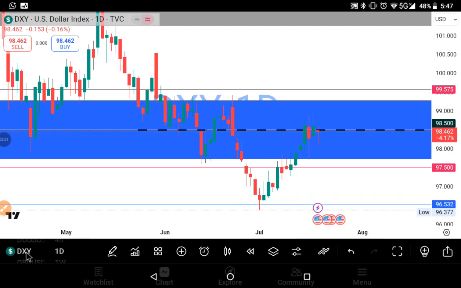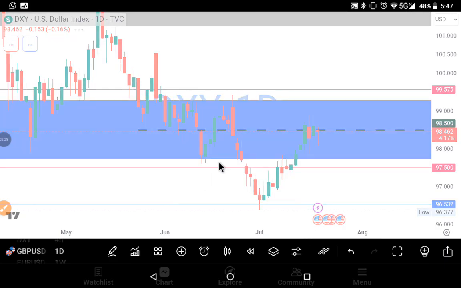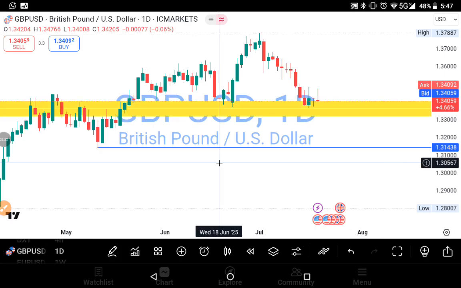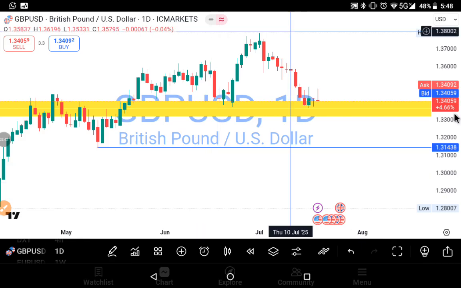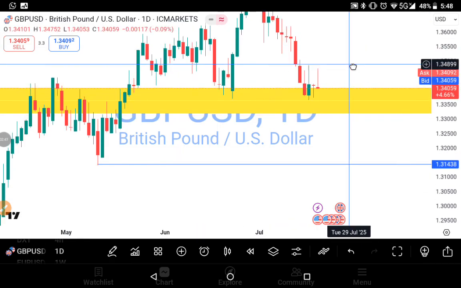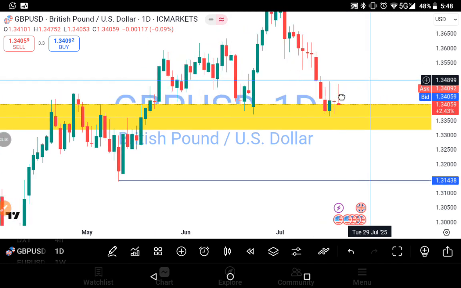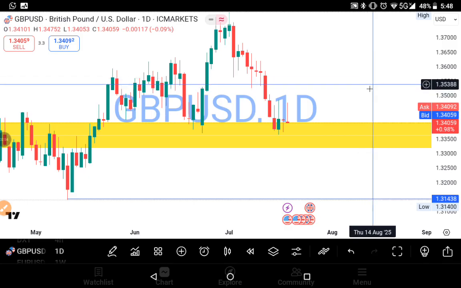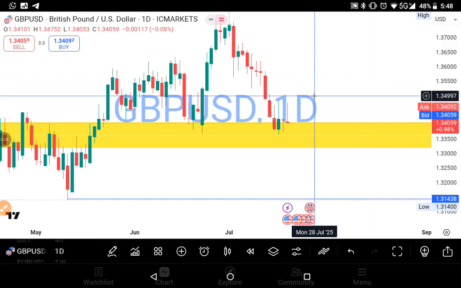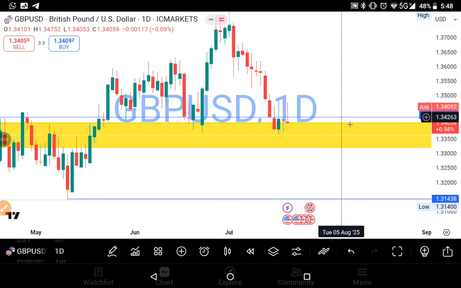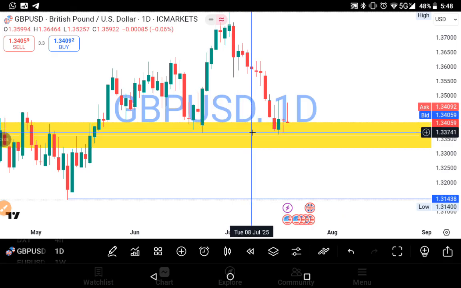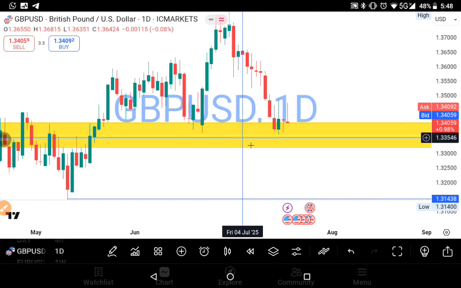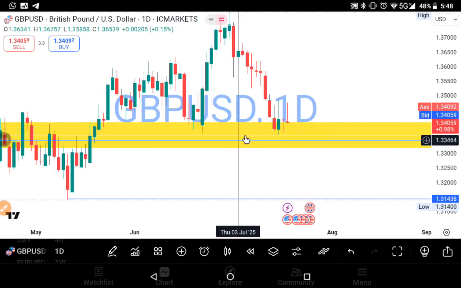So let's go to GBP USD, which is our cable. On cable last week, I was watching the level 1.34 big figure. The level 1.34 big figure has been traded into, and the market price has found its way below it. So the coming week, I'll be watching how the market price will react to the midpoint of this yellow shaded area, the consequent encroachment of this yellow shaded area here.